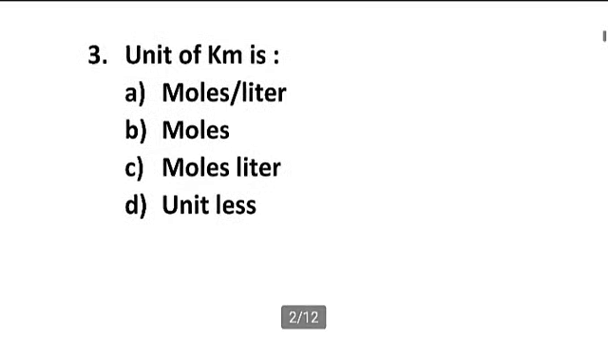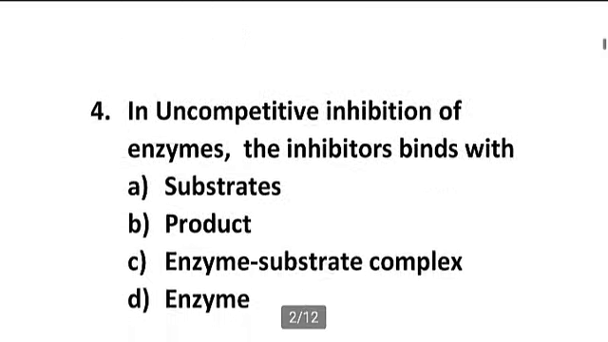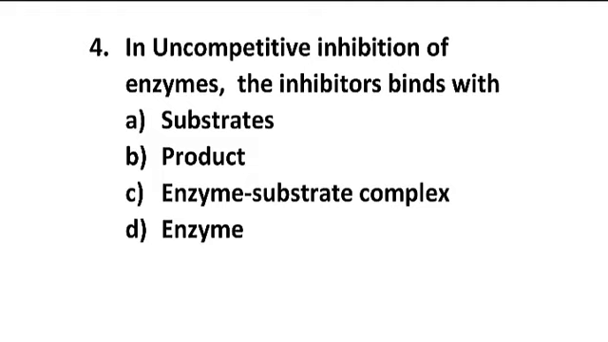Now moving to next question. Fourth question is, in uncompetitive inhibition of enzymes, the inhibitor binds with, and the options given are A substrate, B product, C enzyme substrate complex, D enzyme.